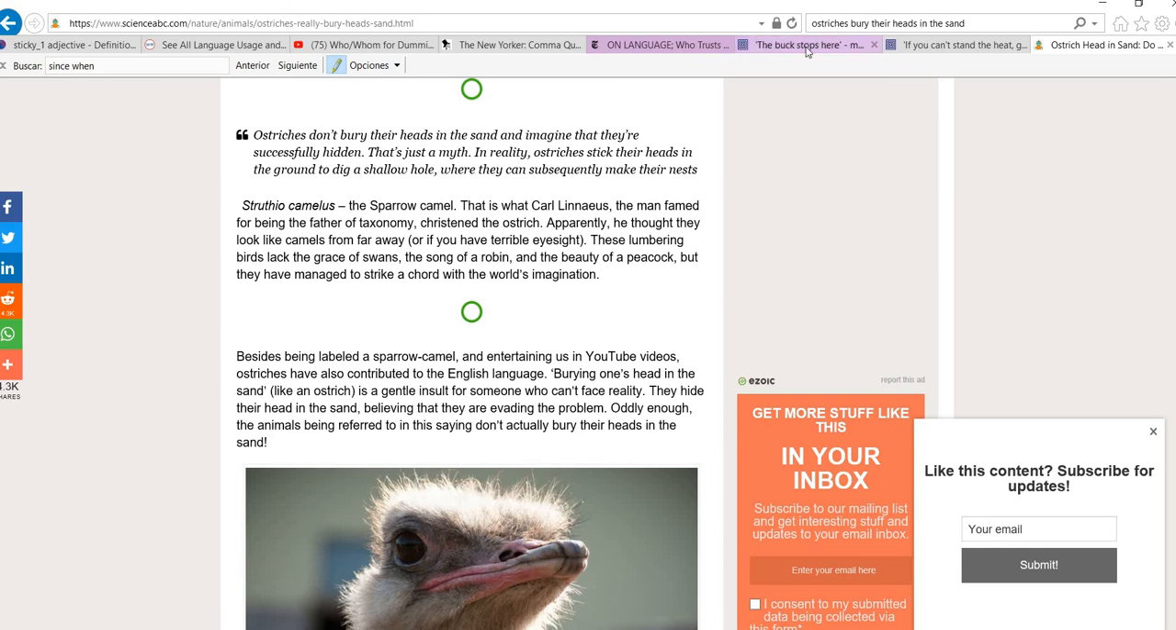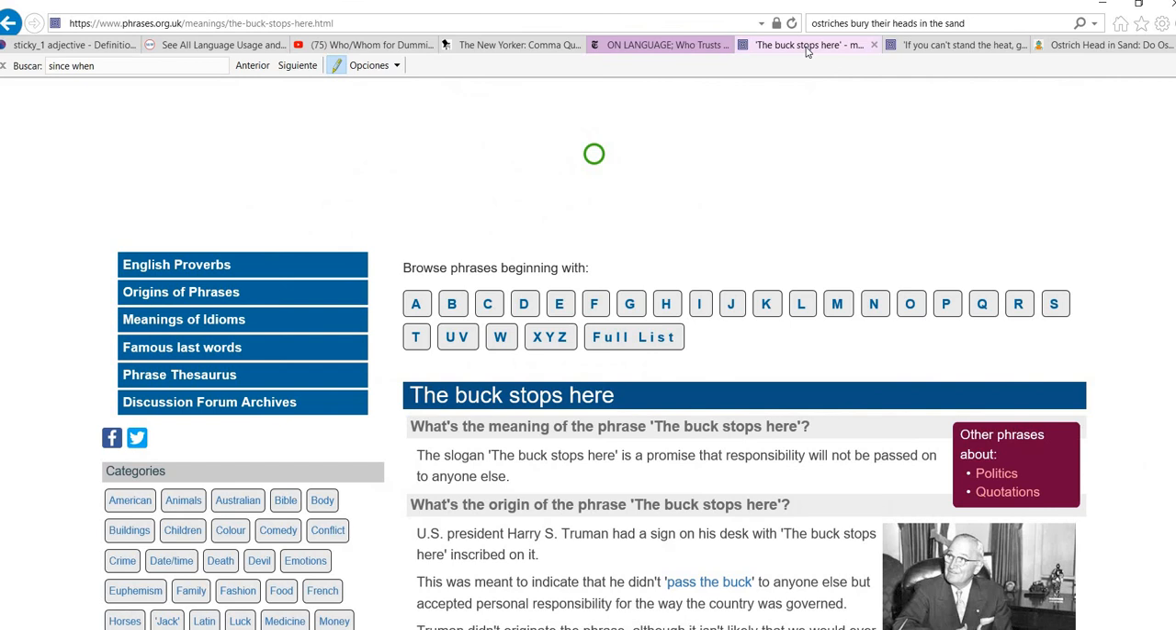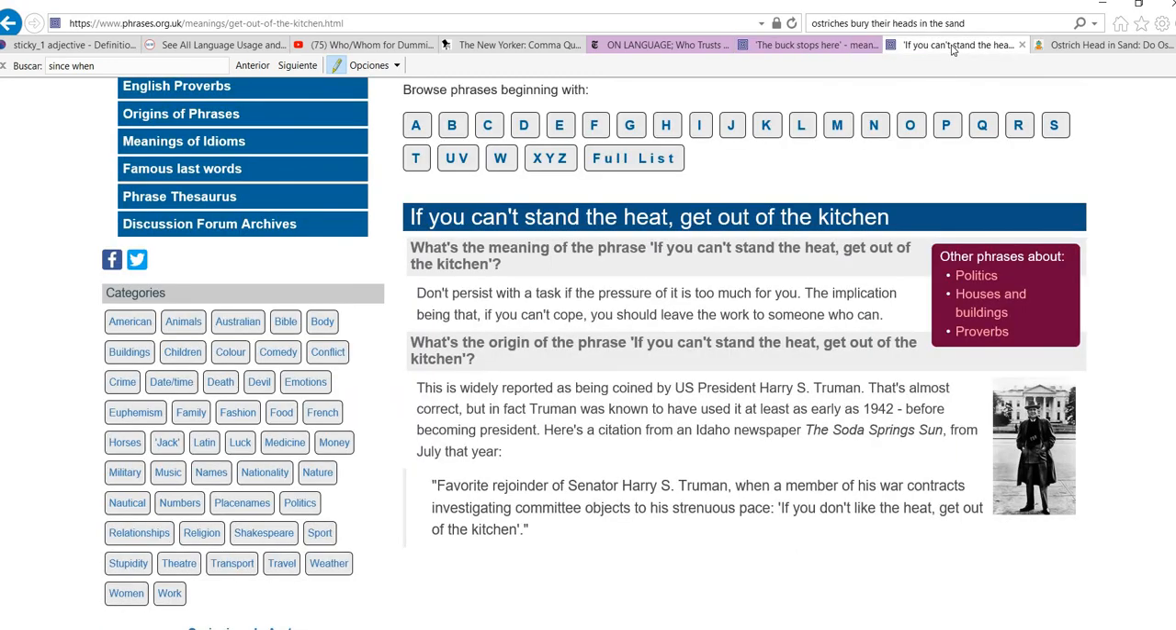pass the buck, which comes from the idiom "the buck stops here." It's not that President Truman created the idiom, but he made it popular, and he had this notice: "The buck stops here," meaning I take responsibility for my actions, I become responsible for problems. And he also made this idiom very popular: if you can't stand the heat, get out of the kitchen. He was president towards the end of the Second World War, in 1945. Okay, you may check out that entry later.